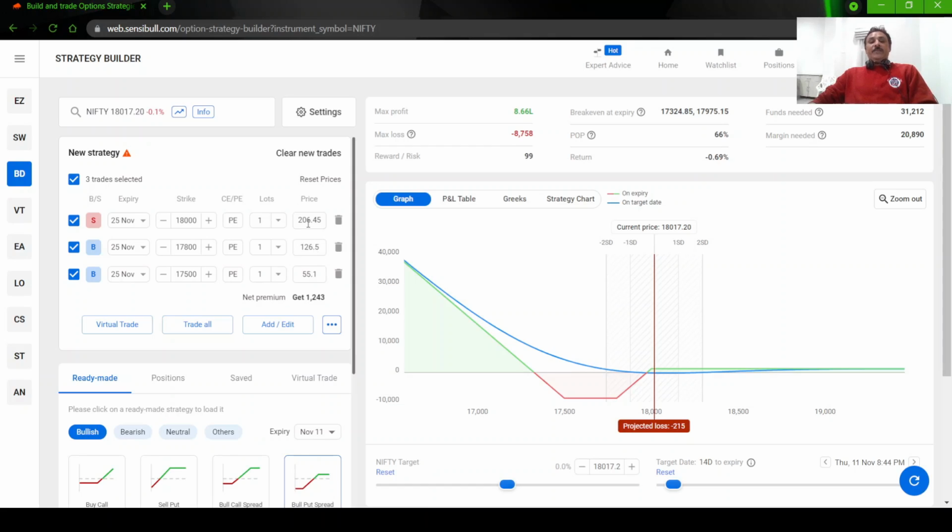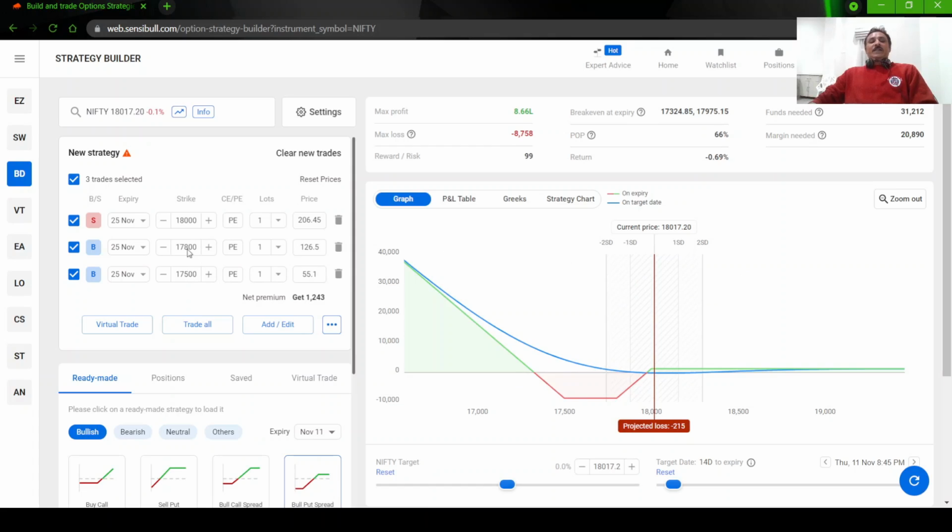So the remaining money is our net credit. We keep this credit and we eliminate the entire upside risk. On the upside there is absolutely no risk, because if the market goes up, all these puts will expire worthless, and what you get to keep is this money. So there is no risk on the upside. On the downside, again the same story.